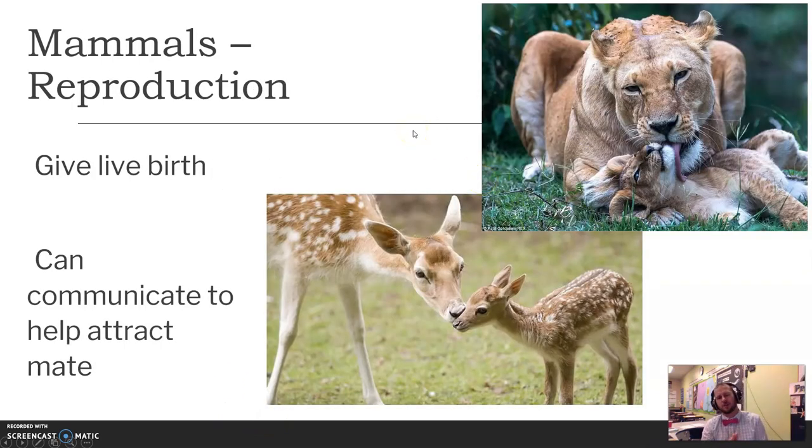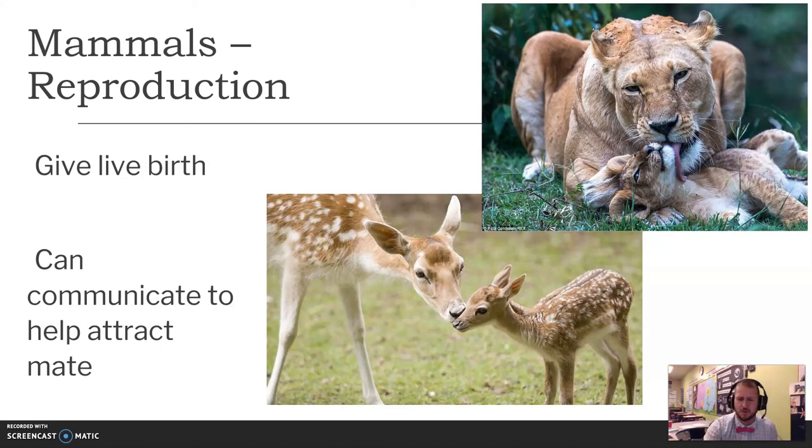So again, as far as reproduction goes, mammals do not lay eggs. There is, because there always is, one exception that I know of to that, and that is the duck-billed platypus, which is a mammal, but it lays eggs. But most of your mammals, in fact, one of the things that we generally use to classify them as a mammal is that they give live birth. So there's not an egg that's hatched and then they develop in the egg to the animal. They are grown inside the mom, and when they come out of the mom, they are a live animal.